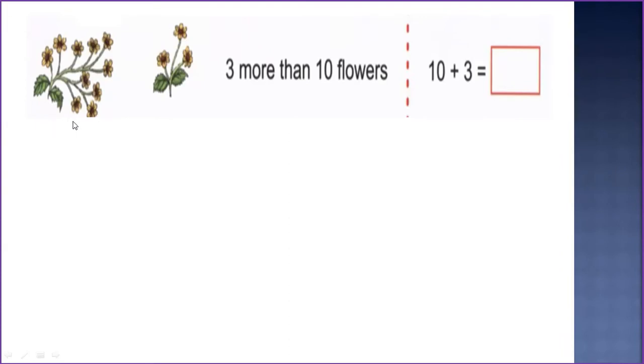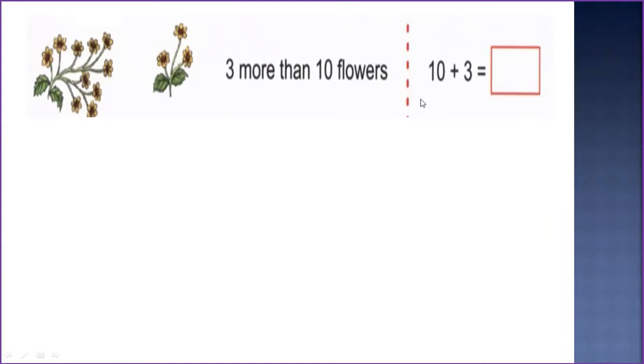Yes, now you have a bunch of 10 flowers and 3 more. 3 more flowers you have. 1, 2, 3. 10, 11, 12, 13. How many flowers do you have now? 13. When 3 more than 10 flowers, it means you have 13 flowers. You write here 13. 10 plus 3.